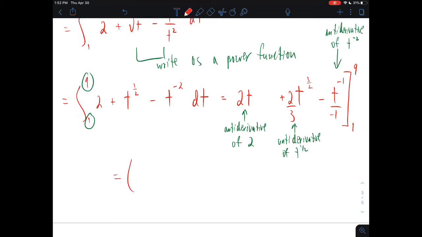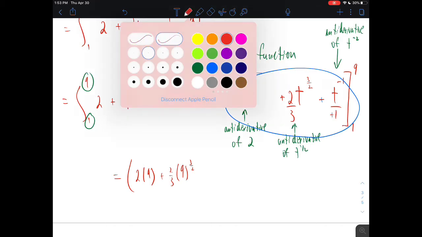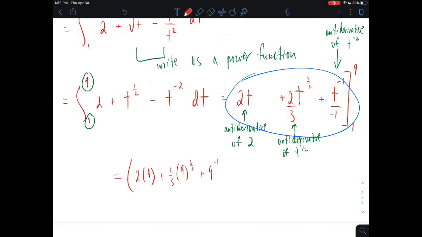I'm going to have everything that I had after taking the antiderivatives and evaluate at 9. So this will be 2 times 9 plus 2/3 times 9 to the 3/2 minus 9 to the negative 1 divided by negative 1. But because I've got those negative 1s hanging around, this will just be plus 9 to the negative 1 power, which is really just 1/9. So that's evaluating at my upper limit of integration.